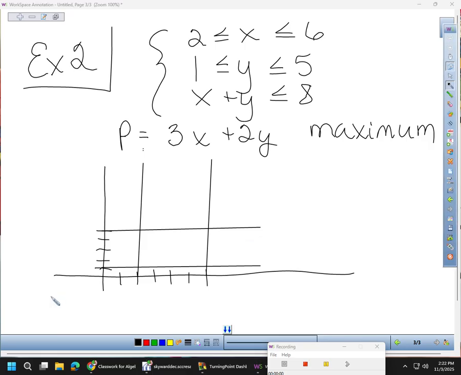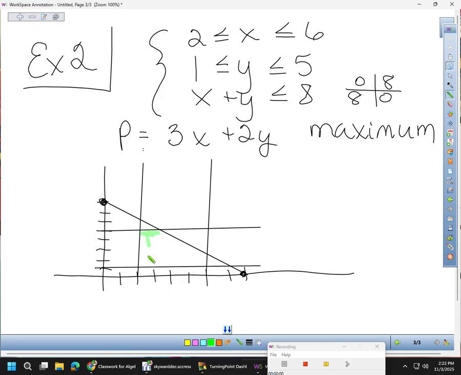I have one more equation to graph. Does x plus y less than or equal to 8? So if I put 0 in for x first, what does y equal? If I put 0 in for y, what does x equal? Good. So, let's see, 1, 2, 3, 4, 5, 6, 7, 8. There's 1. And at 6, 7, 8, here's my other one. I'm going to connect my dots. And I'm going to shade the feasible region, which is this area right here.